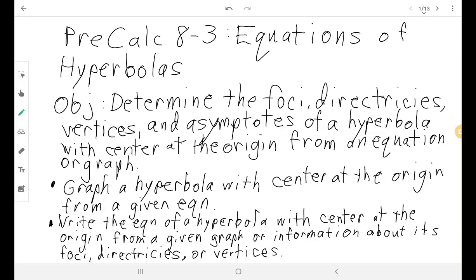Hello, PreCalc. This is the PreCalc Edgenuity Section 8.3 called Equations of Hyperbolas. Three objectives to this section.